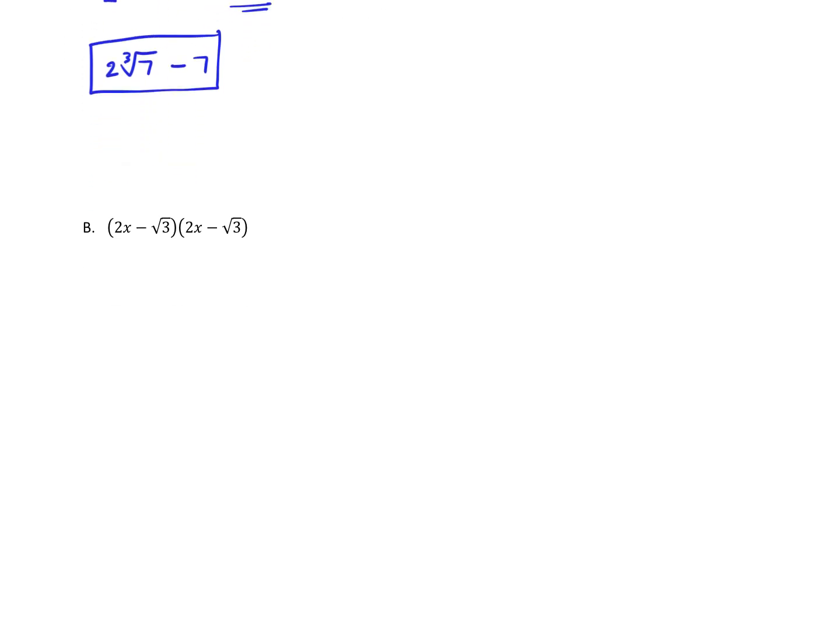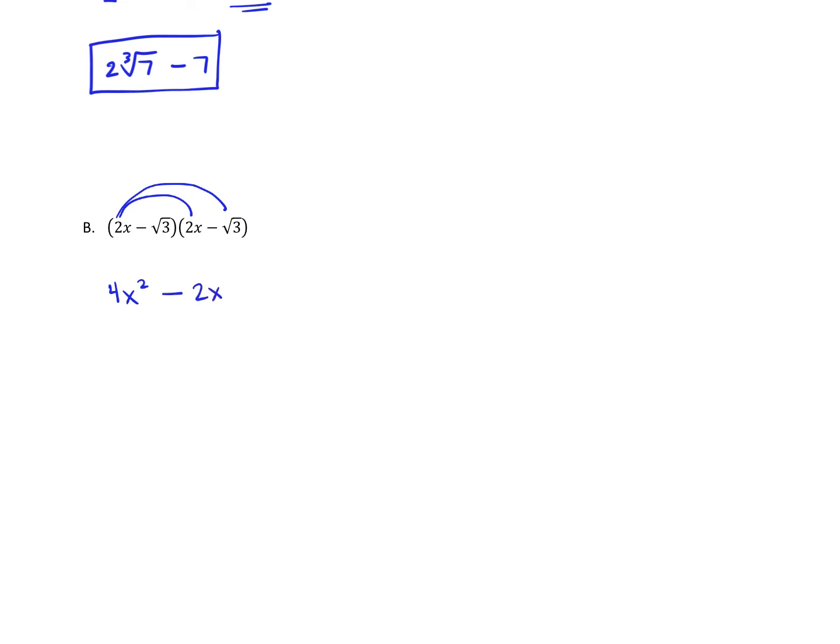All right, now we have a binomial times a binomial. So we've done this before. We're going to distribute the 2x and then distribute the negative root 3. So 2x times 2x is 4x squared. 2x times a negative root 3. So a positive times negative is going to be negative.